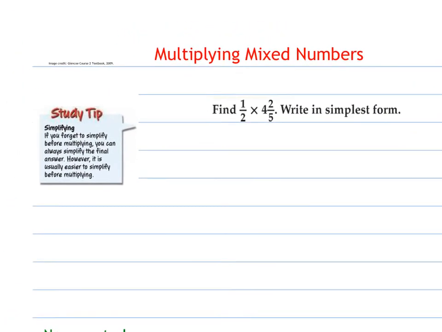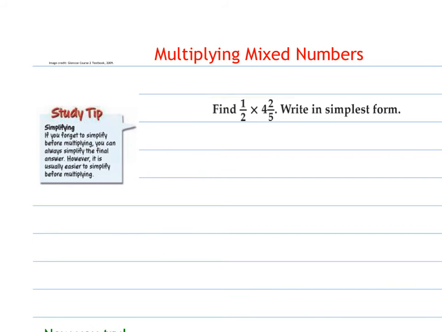Okay, so now if we have mixed numbers, the first step that we need to do is turn them into an improper fraction.